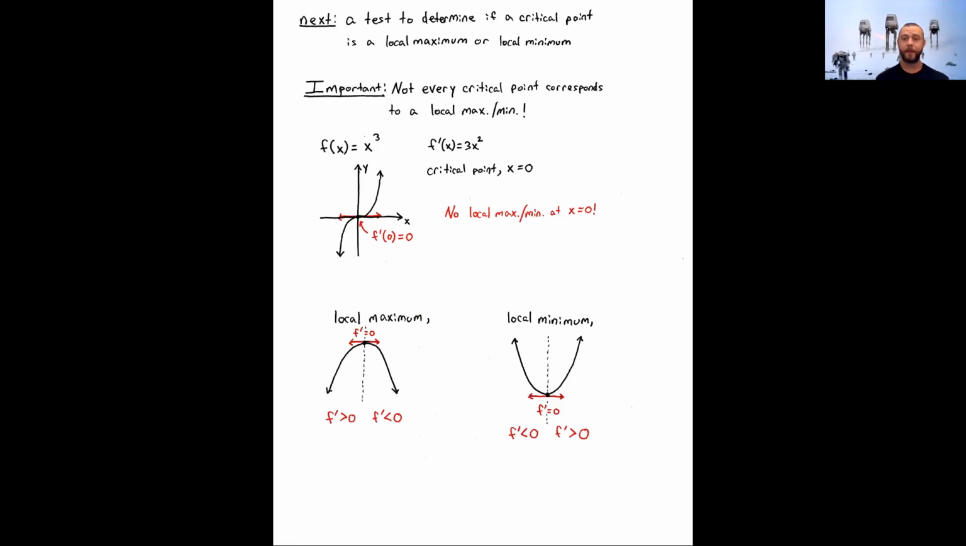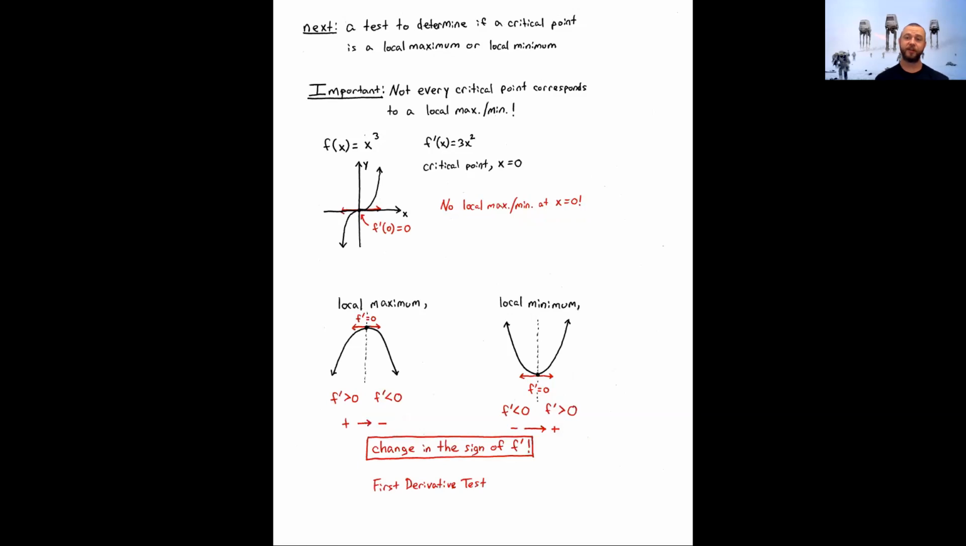Now, if we take a look at the local maximum, to the left of that peak, to the left of the critical point, the tangent lines have positive slope. To the right of that peak, the right of the critical point, the tangent lines have negative slope. So what that says is the derivative changes sign at that local maximum. And something similar happens at the local minimum. To the left of that critical point, the tangent lines now have negative slope. To the right of that critical point, the tangent lines have positive slope. So again here, for this local minimum, the sign of the first derivative changes.